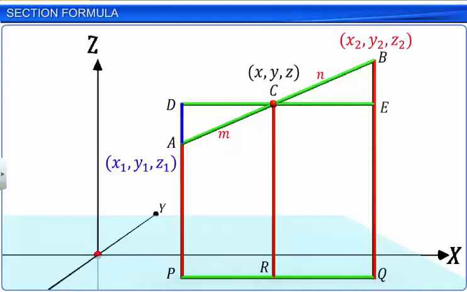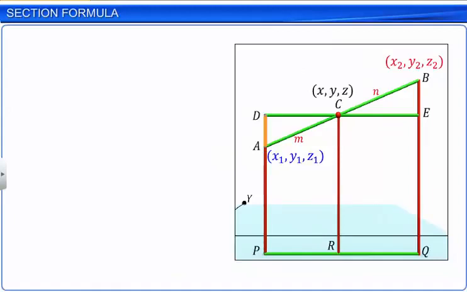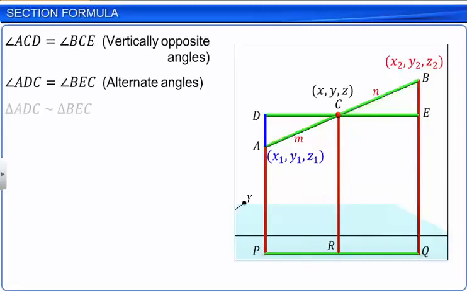We can observe that quadrilaterals DPRC and CRQE are parallelograms, since lines AP, CR, and EQ are parallel to each other, and lines DC parallel to PR and CE parallel to RQ are also parallel to each other. Since AD and BE are parallel to each other, in triangles ADC and BEC we have this. This implies that triangles ADC and BEC are similar. Therefore, this relation holds true for the triangles.